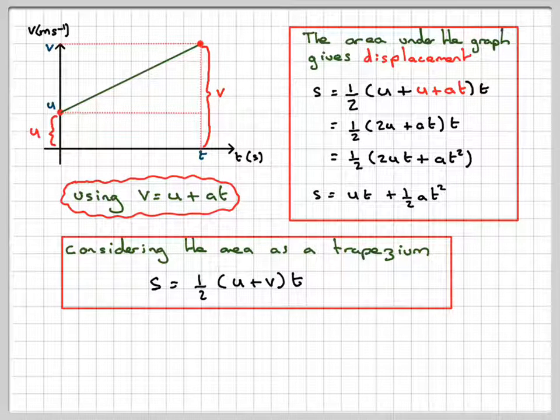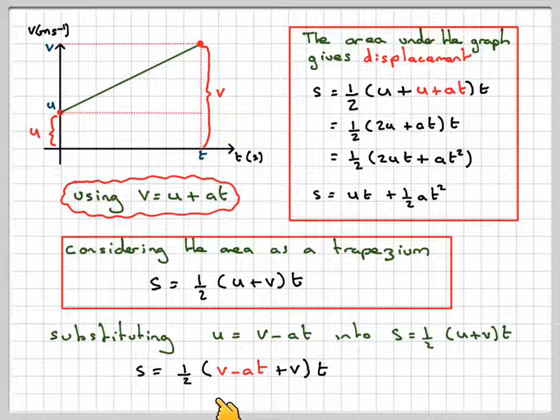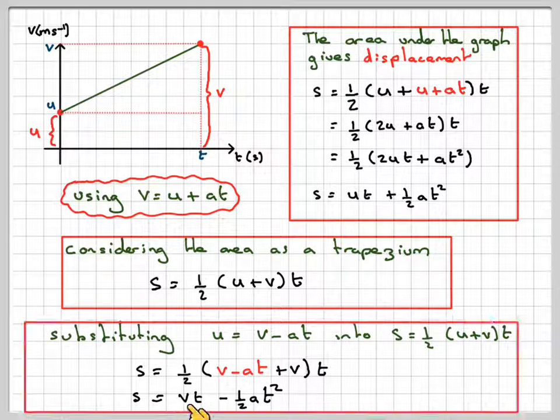Doing a similar sort of substitution, rearranging this, we get that u is equal to v minus at. We substitute that into this. We're going to get that s is equal to a half of v minus at instead of u, plus v, times t, and then we end up with s is equal to vt minus a half at squared.